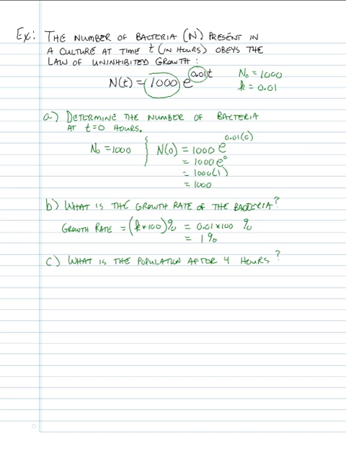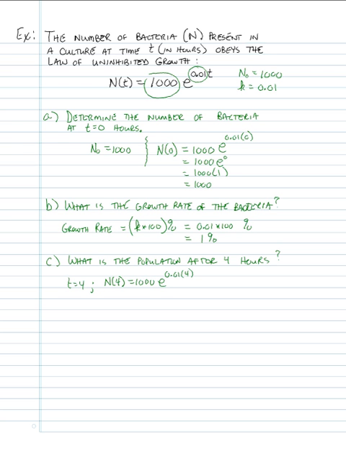Well, really, here's all we're asking. t is equal to 4. So we want to know N of 4. That means we replace t with 4. So we'll have 1,000 times e to the power 0.01, and our t value is 4.